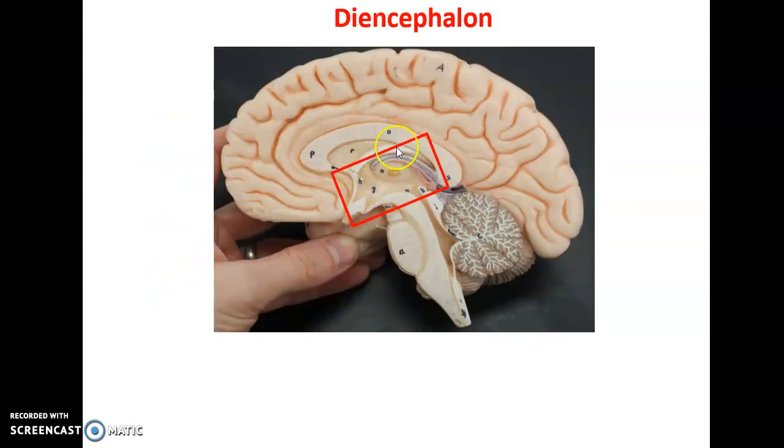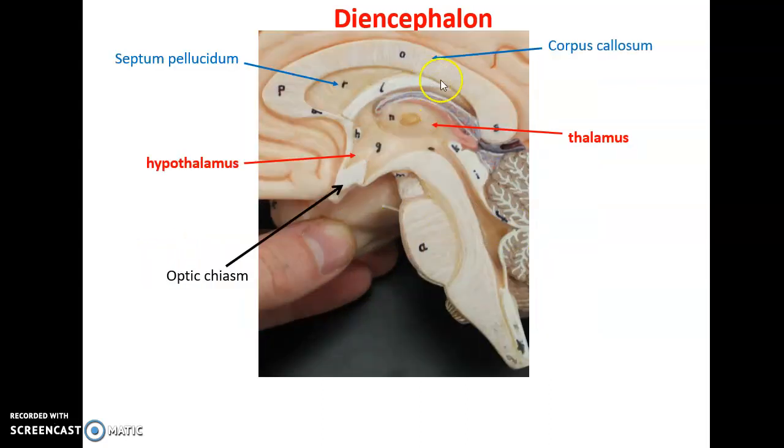Here is the diencephalon. The diencephalon includes the corpus callosum, this long white ridge here. Underneath that is the septum pellucidum. This is a wall that separates the lateral ventricles. This area here, little I, this is the thalamus. This more cone-shaped area here is the hypothalamus. And then right at the tip of the hypothalamus is where you find the optic chiasm.